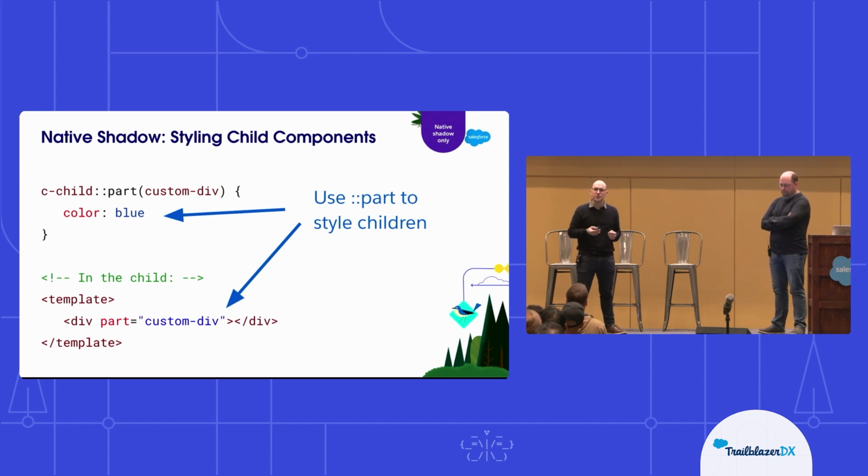And what do you get when you move to native Shadow DOM? Well, one example, which I kind of mentioned before, is this new CSS ::part syntax. So you can use this to style child components. In this example, I've got a child component that has declared a part attribute of custom div. And then what that allows a container, a parent, to do is then to style that div by using the ::part syntax targeting that custom div. And you can put whatever you want in there in that custom part name. But this is only available in native Shadow DOM.